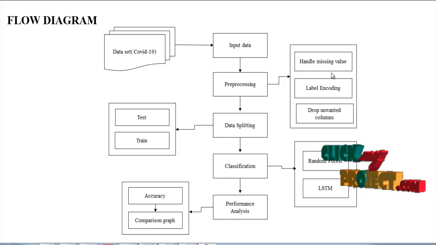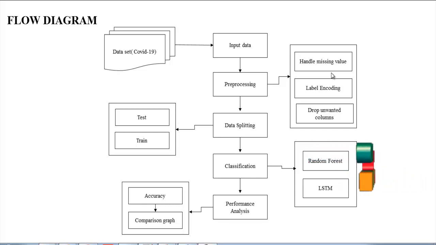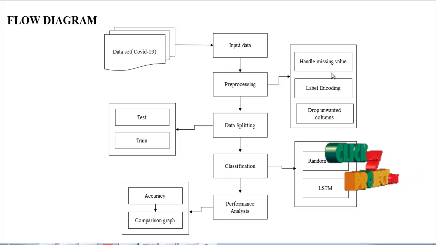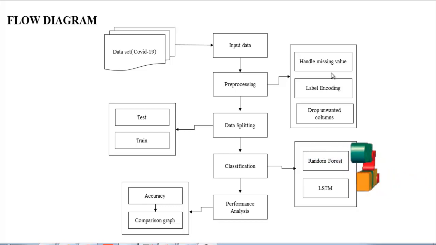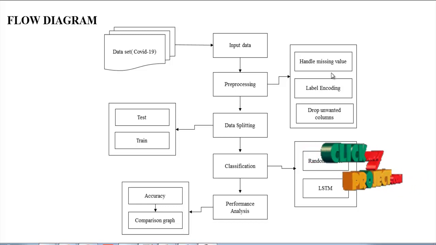Handling missing values means we have to check whether any missing values are present in our input data. If there are any missing values, we have to replace them by zeros or null values. After that, we have to implement label encoding. This is to encode the data as labels. After that, we have to remove unwanted columns, that is, the columns we will not use in our process. That's the purpose of dropping the unwanted columns.